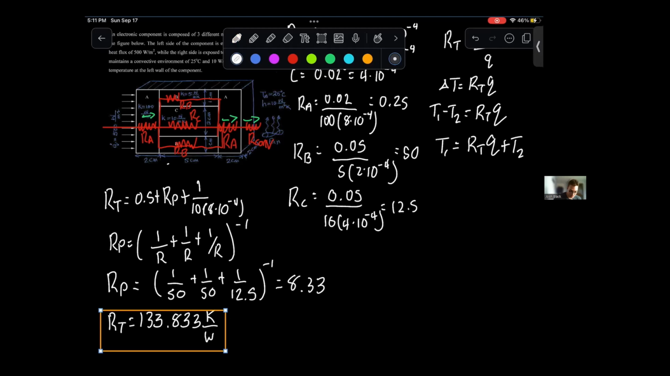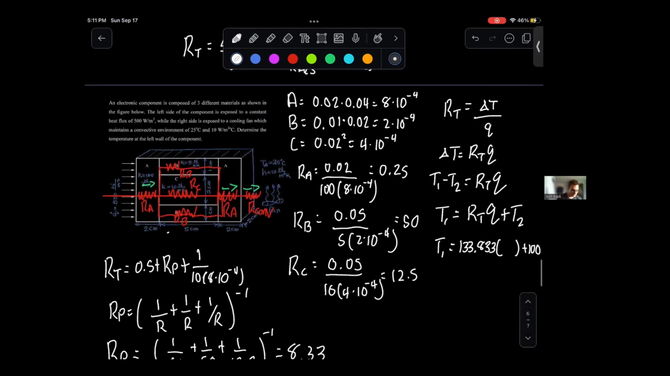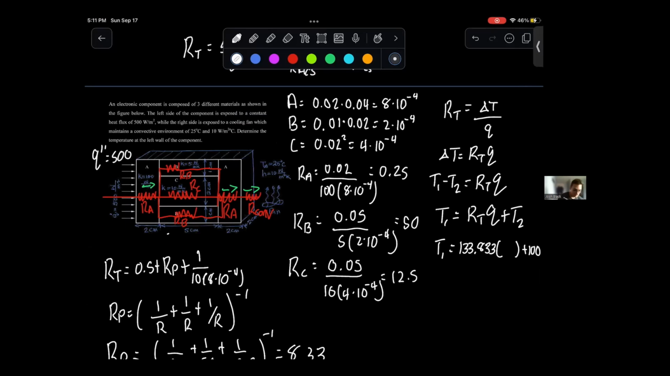We then swing back to our original equation. T1 is going to be equal to 133.833 times Q plus T2. We can keep it in degrees. That's 100 degrees. What is Q? I'll tell you what it's not. It's not 500. Why? Because we were given the flux, 500. What can we do to find the heat rate from the flux? Heat rate, Q, is equal to cross-sectional area times the flux. So you got to multiply the flux, 500, by 8 times 10 to the negative 4 since it's going into A, so the cross-section of A. That's equal to 0.4. So 0.4 times 133.833 plus 100.